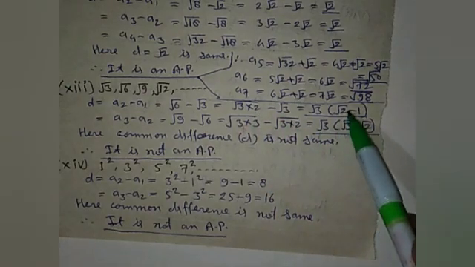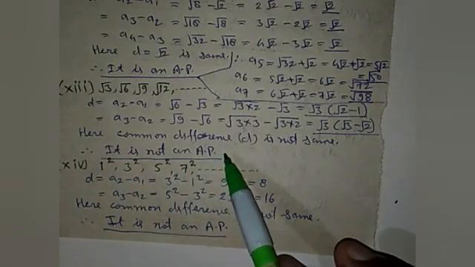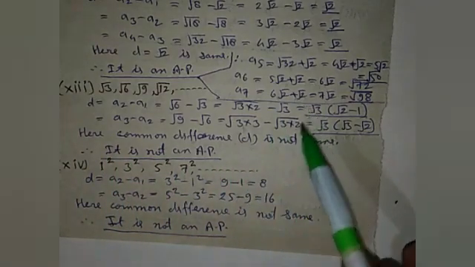So see here, the common difference is not same. Here the bracket is different. So the common difference is not same, hence it is not an AP. So here you have not to find other three terms.